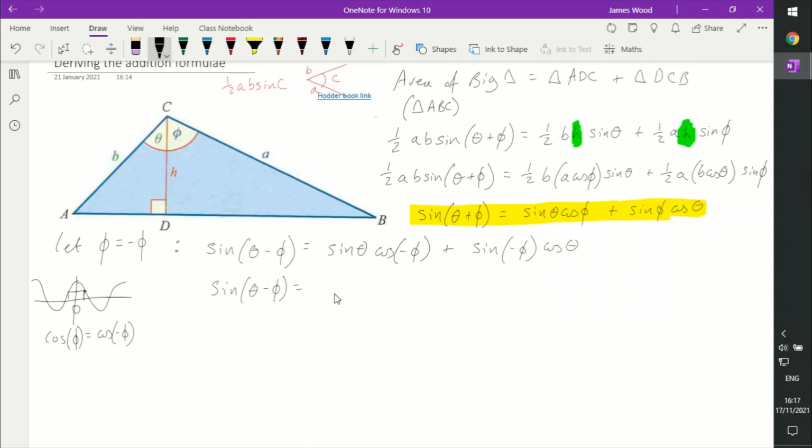So in this first bit, instead of writing cos of minus phi, I could actually just leave it as cos phi. Now let's think about sine of minus phi. Let's draw the sine graph.